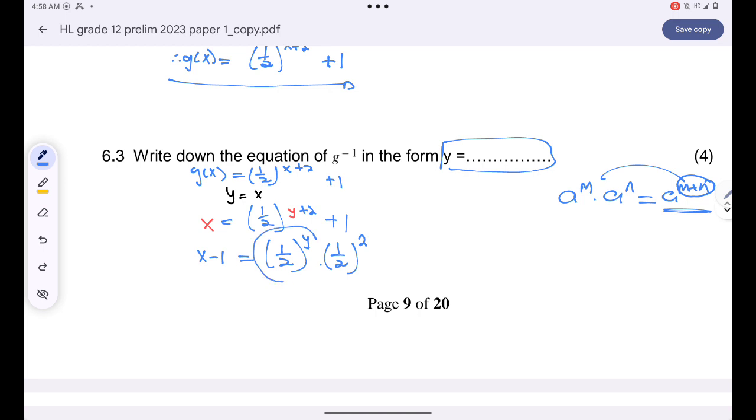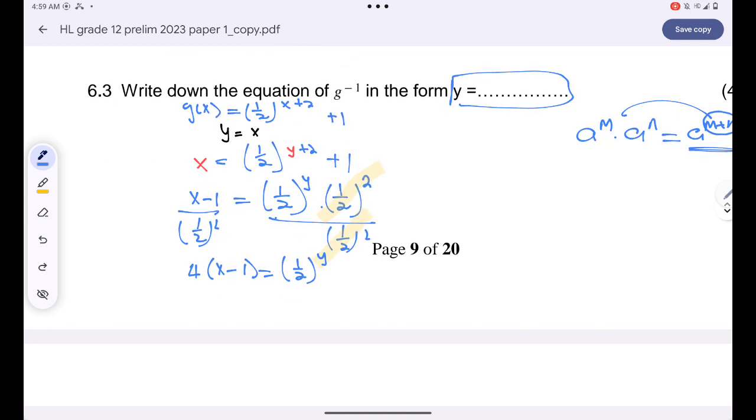For me to isolate this guy over there, I must just divide both sides by 1 over 2 squared, such that this will cancel that. And then I will be left with 4 multiplied by x minus 1 is just equal to 1 over 2 all raised to the power y.